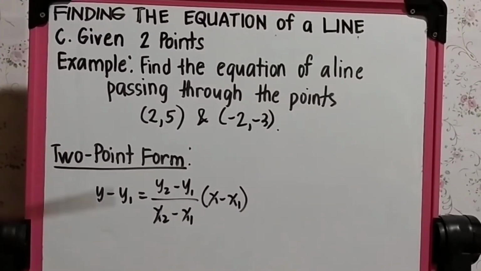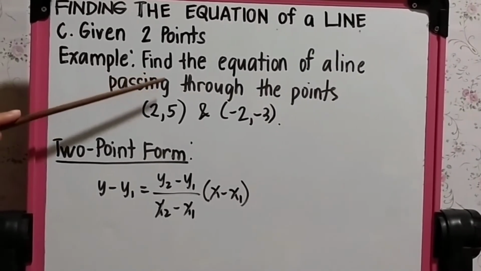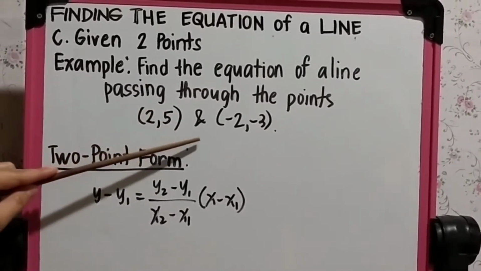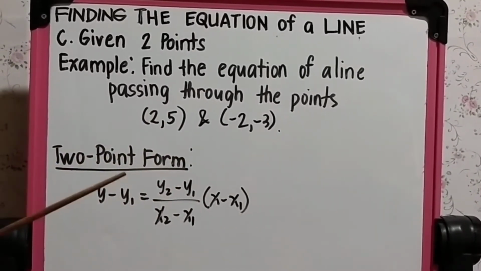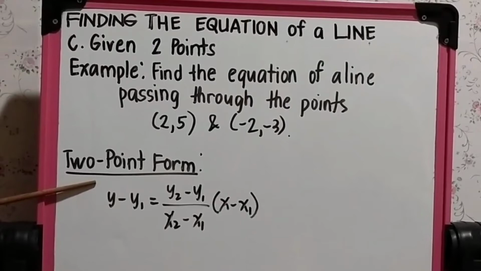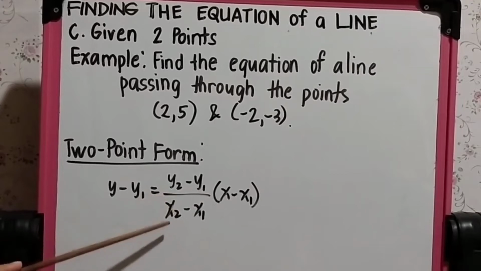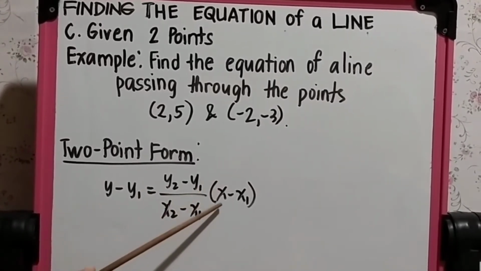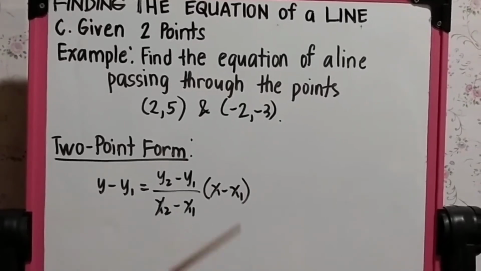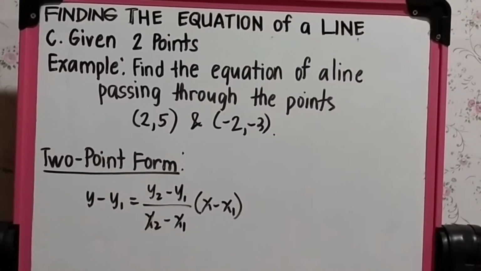This time, the third condition. The third condition is given any 2 points. So, how do we find the equation of a line given 2 points? Let's take this example. Find the equation of a line passing through the points 2, 5 and negative 2, negative 3. So, kapag ang given ay 2 points, we're going to use the 2-point form of a line. That is, y minus y sub 1 is equal to y sub 2 minus y sub 1 all over x sub 2 minus x sub 1 times the quantity x minus x sub 1. Wherein, x sub 1, y sub 1 are the coordinates of the first point.